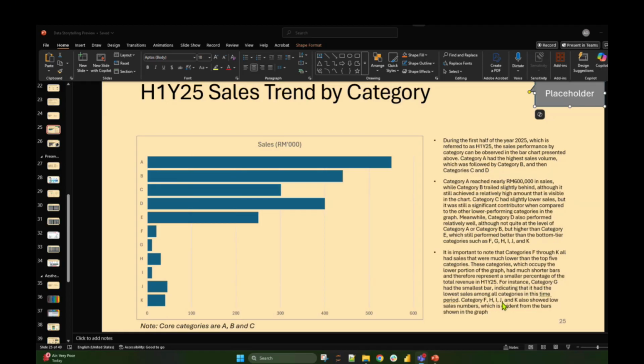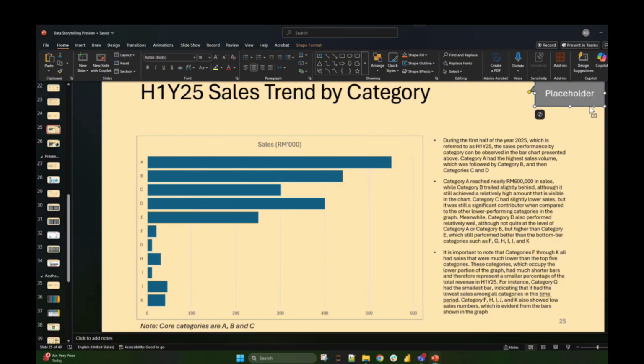And the third one says it is important to know that F and K had sales that were much lower than the top 5 categories. They occupied the lower portion, had much shorter bars, therefore representing a smaller percentage. Okay, fonts are small, long explanation. Small F to K can be categorized as others. So now I'm just going to copy and paste this, right? And write what you say, F to K, others. And then we also have this one.